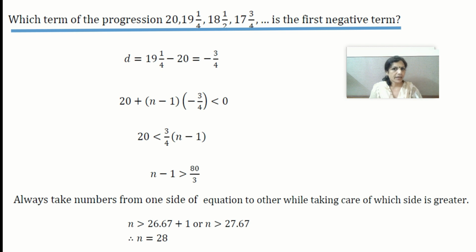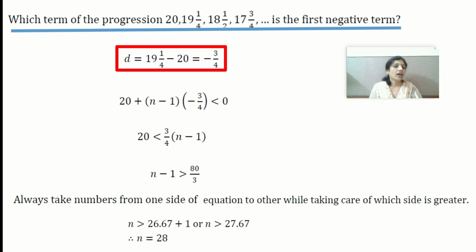Let's understand some examples which are of different types. So look at this. Which term of the progression 20, 19 1/4, 18 1/2, 17 3/4 and so on is the first negative term? If you check out this AP, you will understand that the terms are reducing, they are decreasing. We are asked which is the first negative term of this AP. So let's first find out the common difference between two consecutive terms. So 19 1/4 minus 20, which is equal to minus 3 by 4, is the common difference.